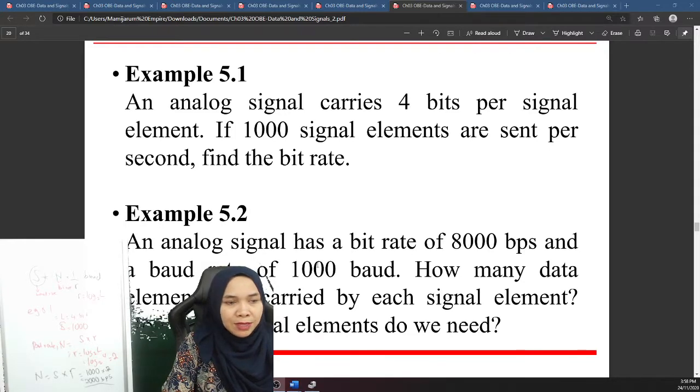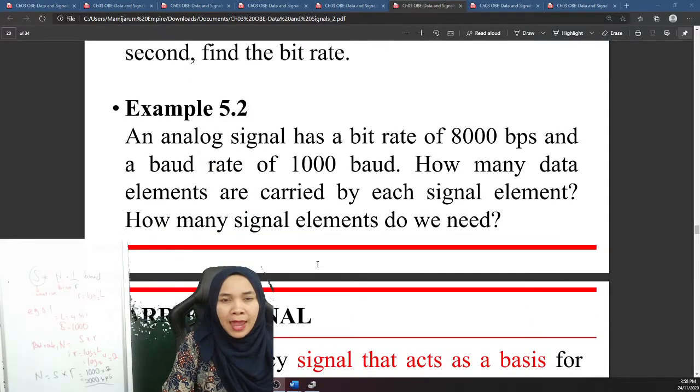Alright, the concept lah sama. Kalau kita tengok kat sini, analog signal has a bit rate of 8000 bits per second. Alright, this one adalah N. N adalah 8000 bits per second. This is bit rate. And baud rate adalah 1000 baud per second. Alright, how many data elements are carried by each signal element?